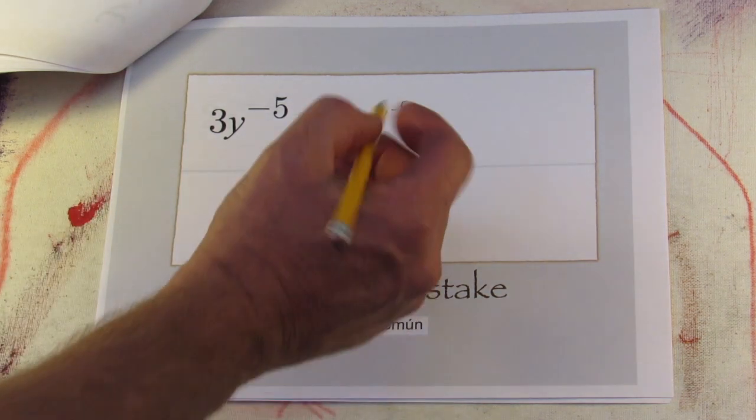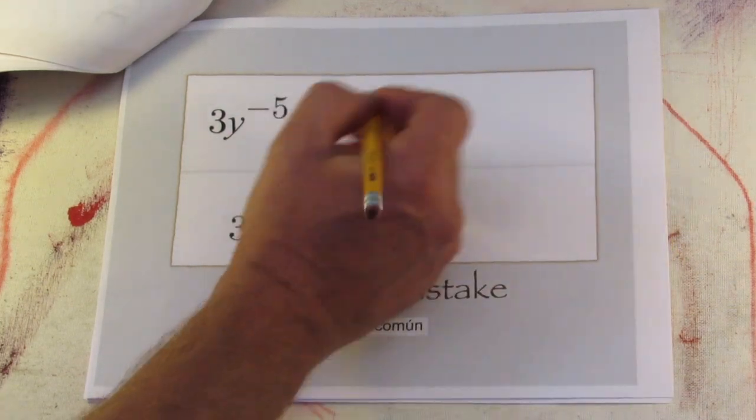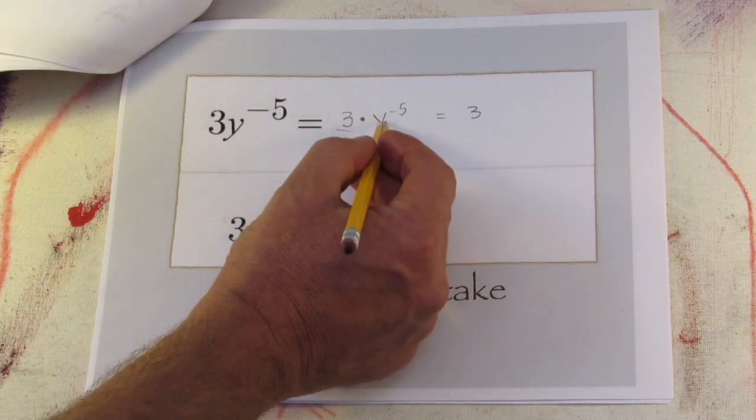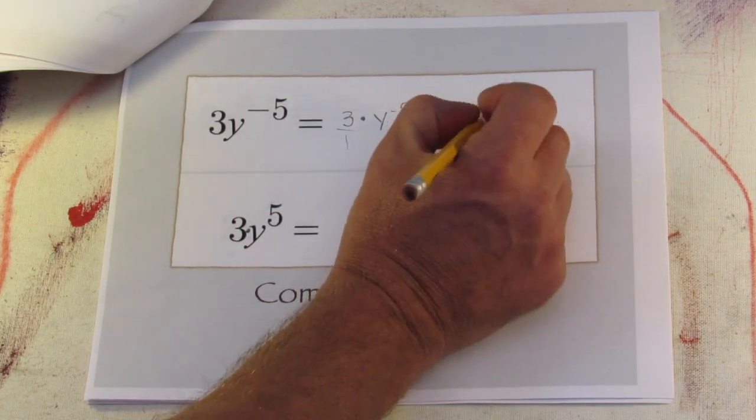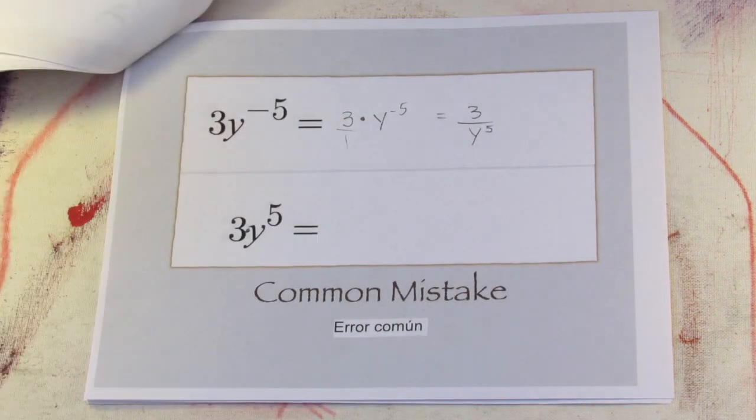I hope that makes sense. So now I'll take the y to the negative 5, I'll apply the negative exponent rule. My 3 will still be in the numerator, but the y to the negative 5 becomes 1 over y to the 5th, so it goes down to the denominator. And it's as simple as that.